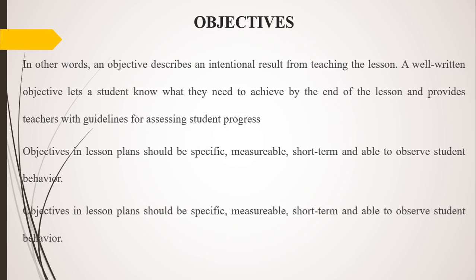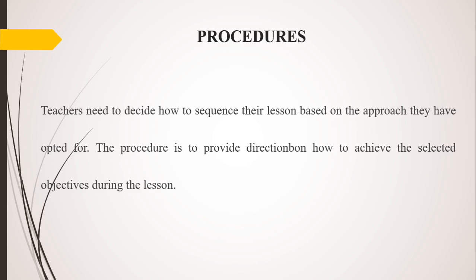Let's look at the objectives. An objective describes an intended result from teaching the lesson. A well-written objective lets students know what they need to achieve by the end of the lesson and provides teachers with guidelines for assessing students' progress. So objectives in lesson plans should be specific, measurable, short-term, and able to observe students' behavior.